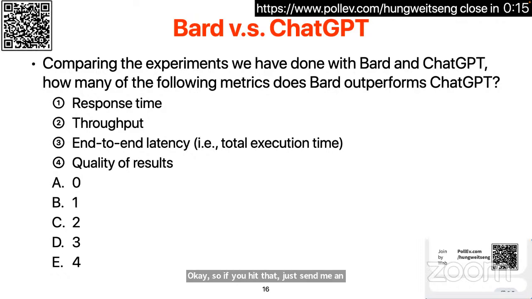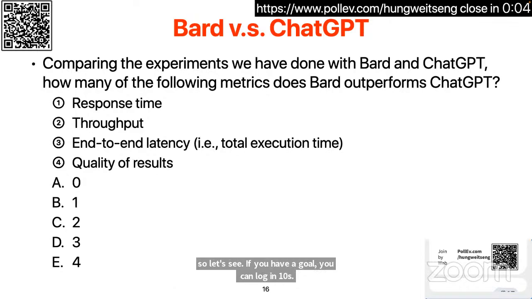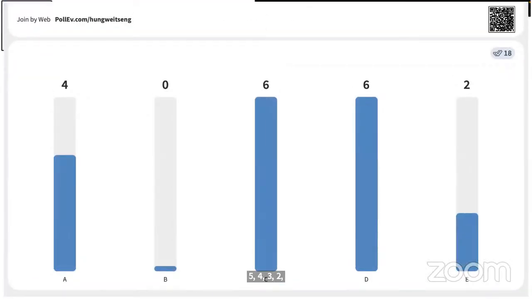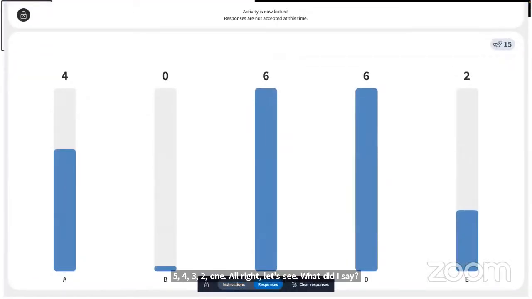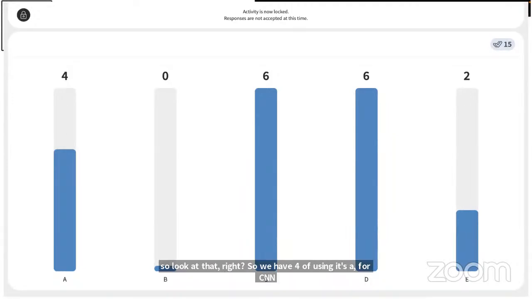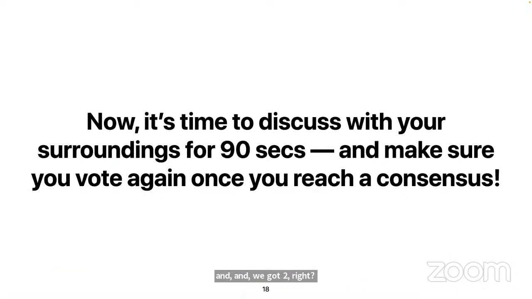All right, it looks like we got a sufficient amount of votes. If you haven't voted, you are logged in, 10 seconds. 5, 4, 3, 2, 1. All right, let's see what you are saying. We have 4 for A. C and D each get 6 votes, and for E, we got 2. So it doesn't look like we have a consensus from the whole classroom.